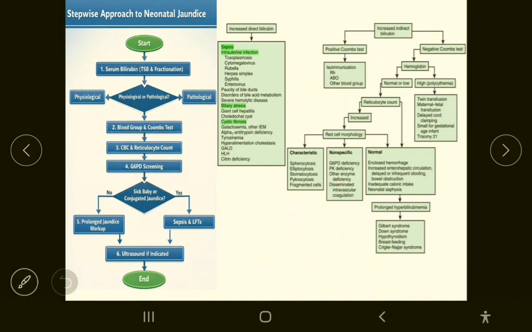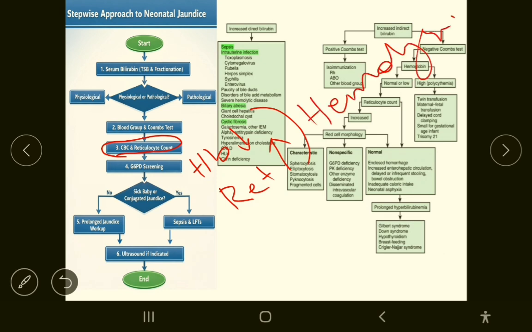Third step is CBC and reticulocyte count. Lower hemoglobin level and increased reticulocyte count suggest ongoing hemolysis, while peripheral smear may provide additional clues to the cause.